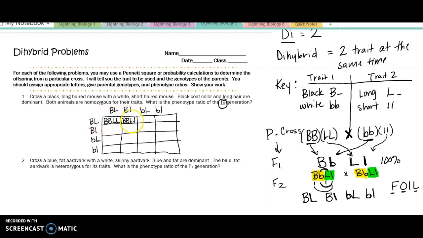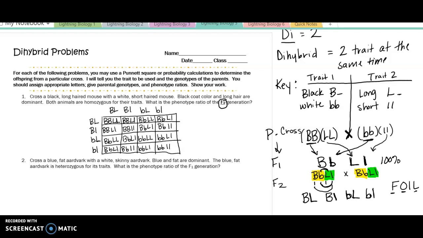Notice I put the dominant first. If there's a dominant allele for a trait, I would always post that first. I'm going to continue. Big B, little b. The L's are both going to be big L's. Big B, big L, little l. All right, go ahead and fill them all in. I'm going to pause for a second and then I'll have the answer filled in just a moment. Voila! I have the 16 square Punnett square filled in.